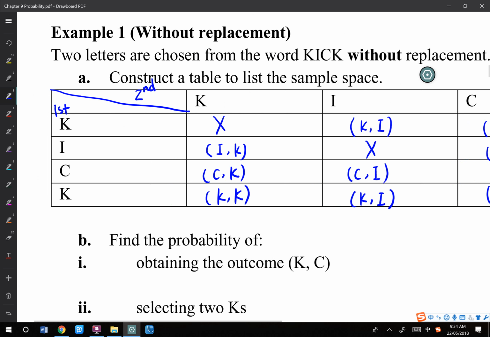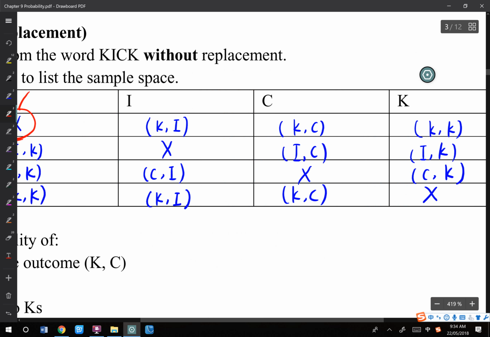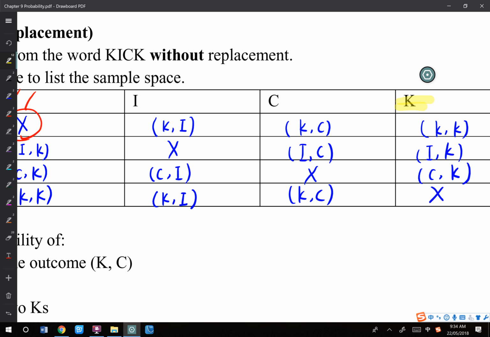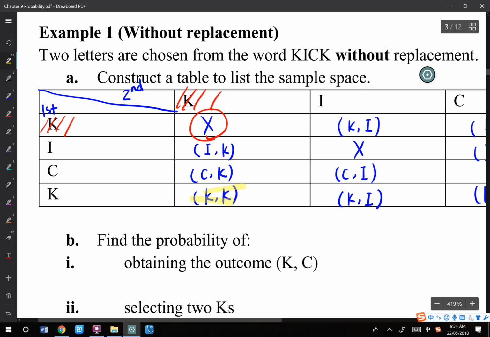Also, let's say this is the first card, then this is the first card. That's why we have a cross here. I can't pick the same card again. But this is the first, and this is the second. I can take the first card and then the second card. That's no problem. Same as the KK here.